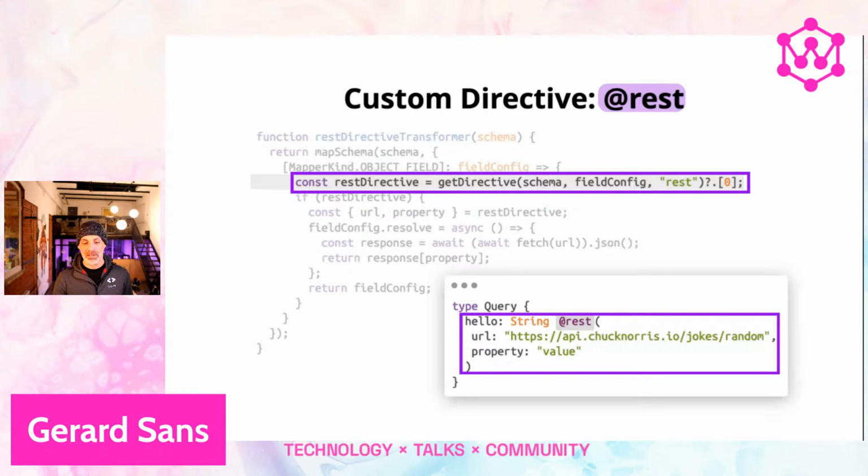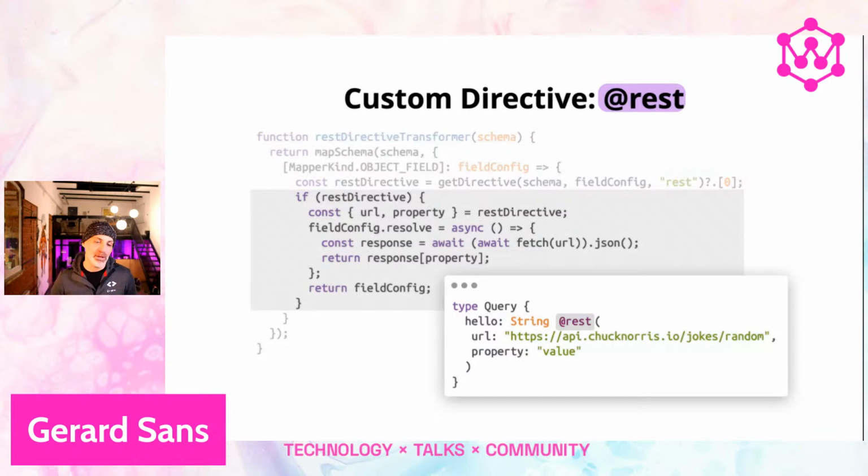In this case, you can see it at the bottom. That's the URL and the property. And then if that comes back with a result, I'm going to take the URL and the property, and I'm going to use fetch to make the call, and then take from the response the property and return it back.